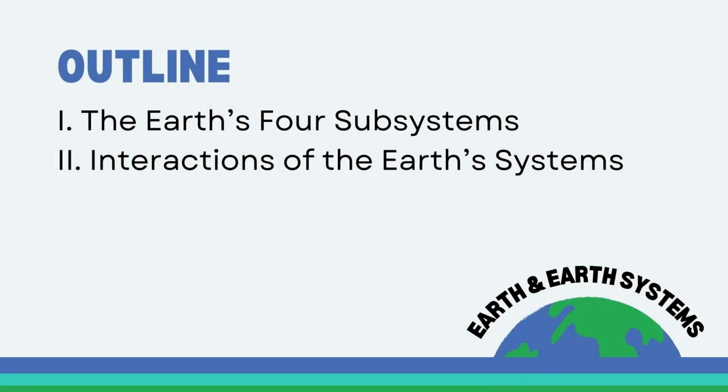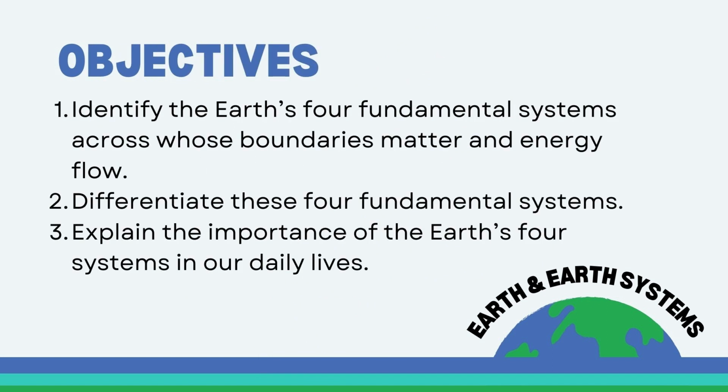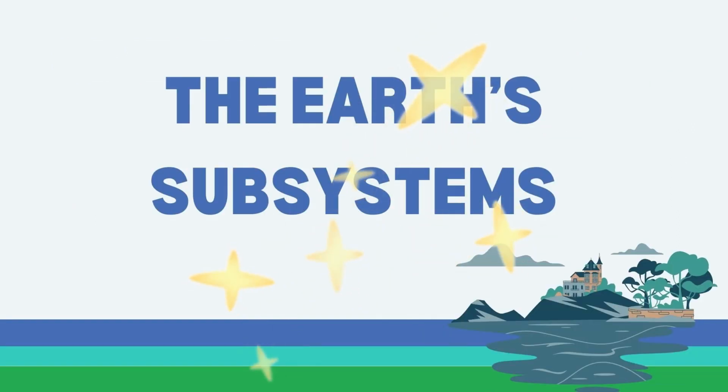Here is an outline of the topics that will be covered today. We will discuss the Earth's four subsystems and, of course, the interactions between these four. So our learning objective for today is, number one, to identify the Earth's four fundamental systems across whose boundaries matter and energy flow. Number two, differentiate these four fundamental systems. And lastly, explain the importance of the Earth's four systems in our daily lives. Now let's proceed to the lesson proper.